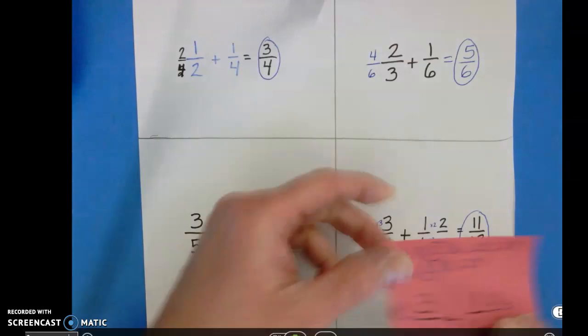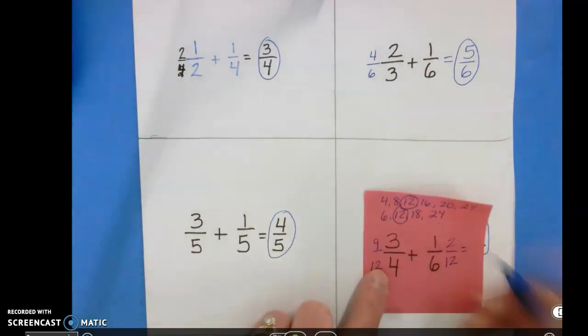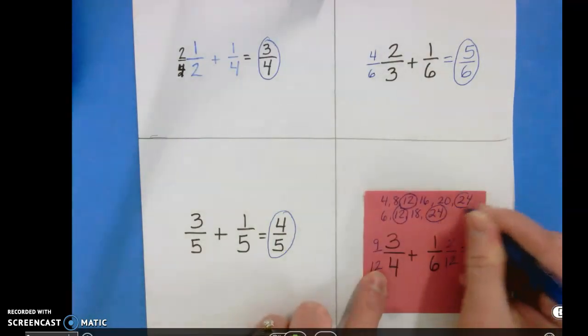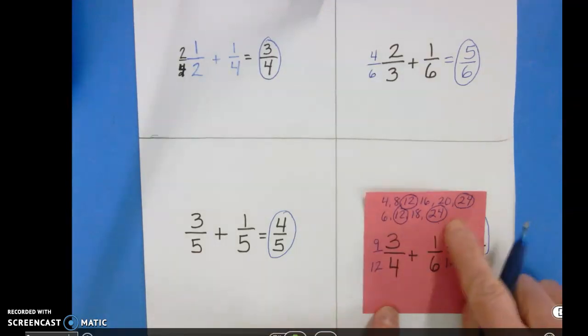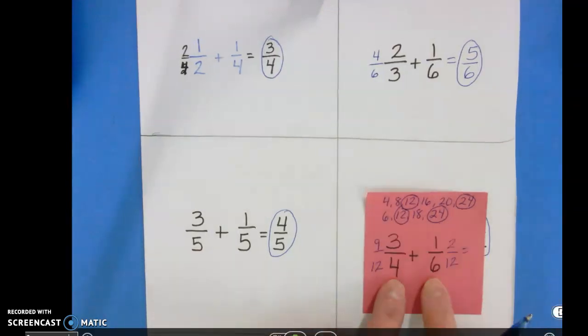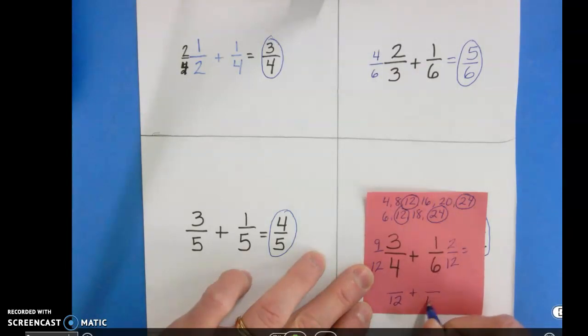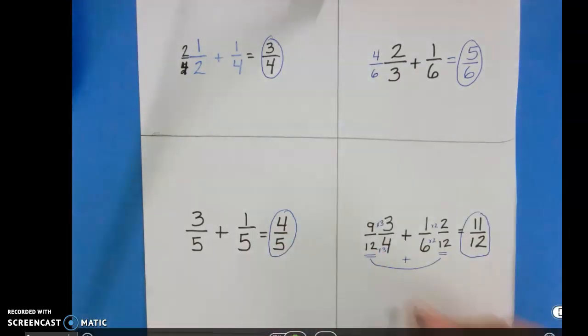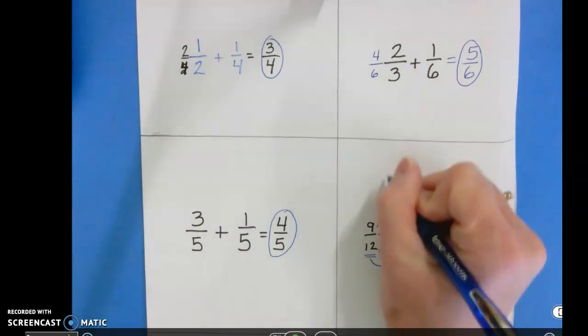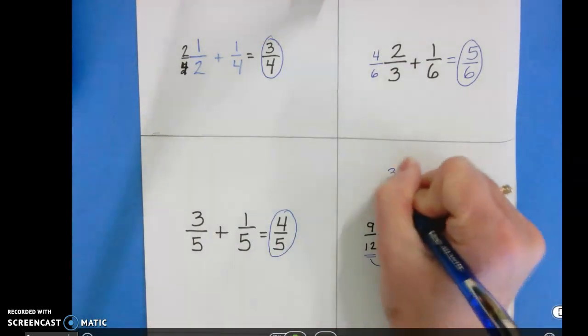Now, what would have happened if I would have seen, and some of you saw, oh, 4 and 6 also have a common multiple of 24. And in fact, 4 times 6 is 24. Believe it or not, you could do it that way. Let me show you on a different piece of paper. If I would take my 3/4, let me rewrite it up here.